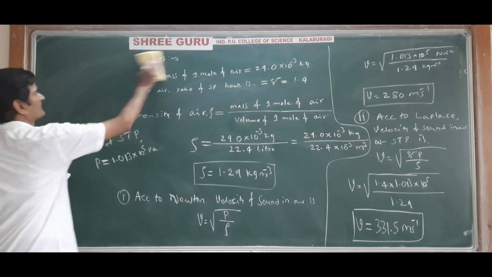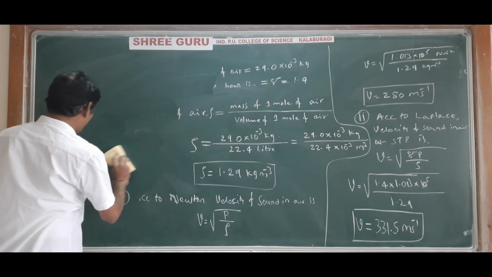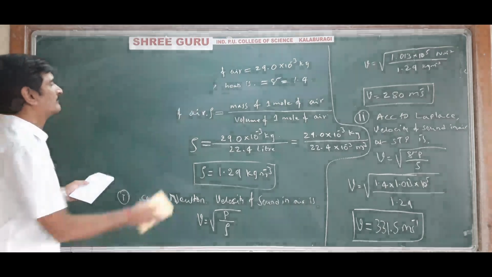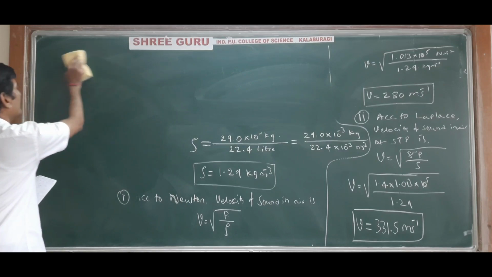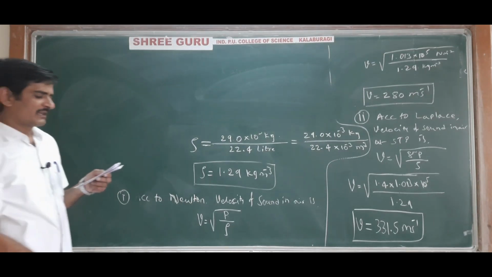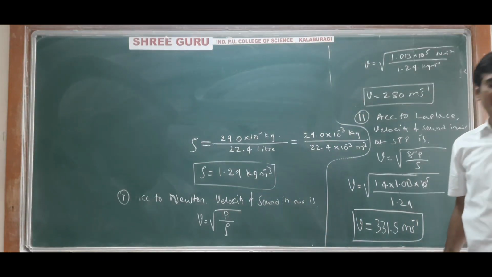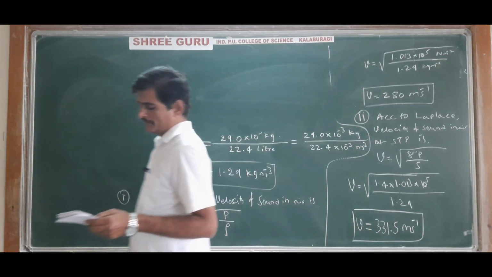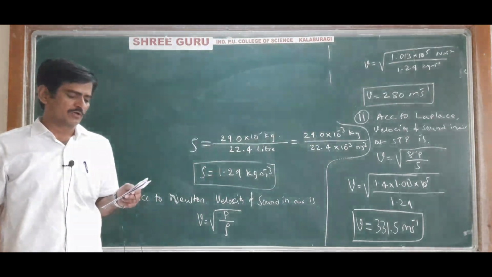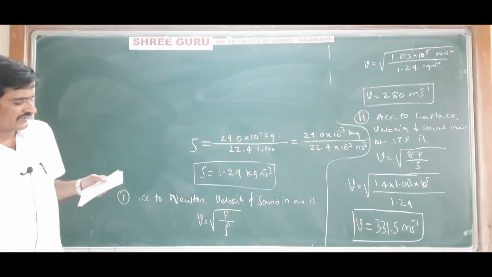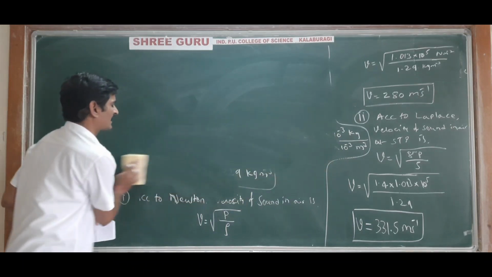At what temperature will the speed of sound be double its value at 273 Kelvin? At what temperature will the speed of sound be double its value at 273 Kelvin? Only one sentence, and 273 Kelvin.